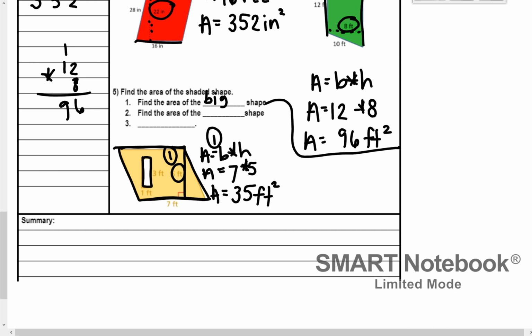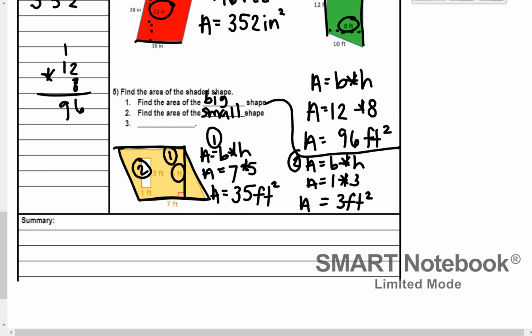Then I'm going to find the area of the smaller shape. I'm going to label that number 2, and I'm going to erase my lines so you can see my 2. That's just a rectangle. So to find the area of a rectangle, I still do area equals base times height, and I should still be writing out that formula. So I have area equals, my base is 1, my height is 3. 1 times 3. My area equals 3 feet times feet, feet squared.